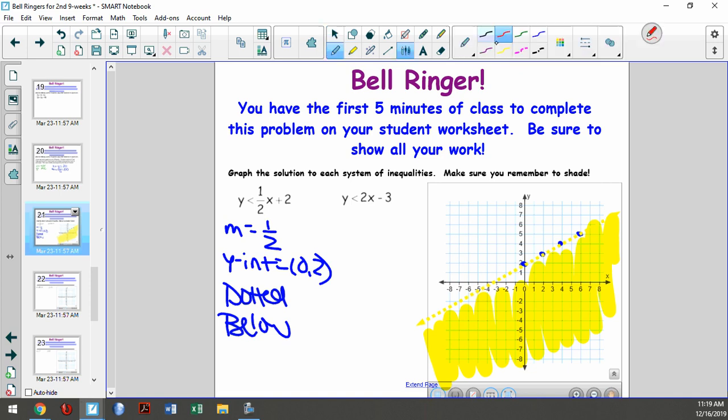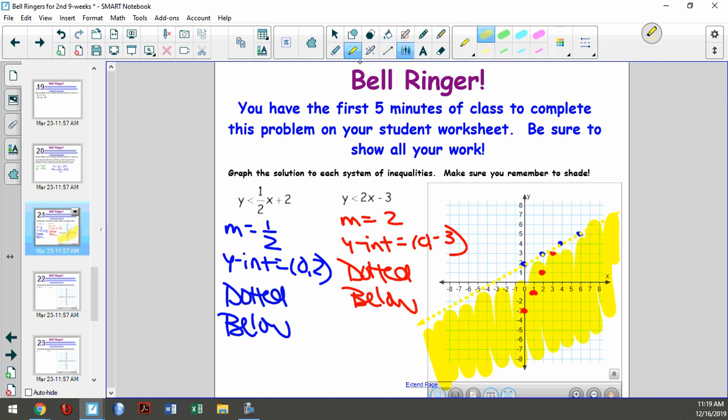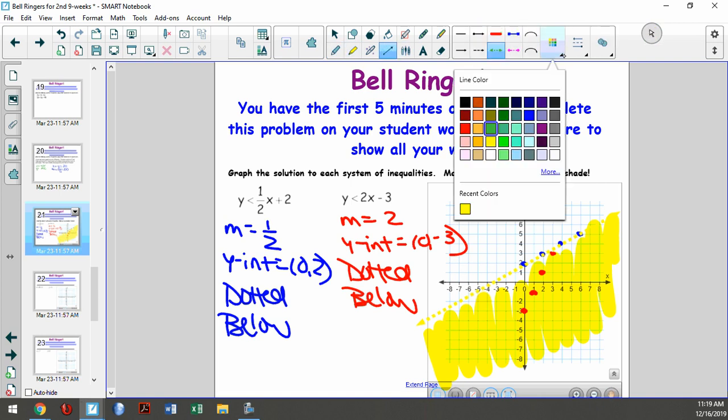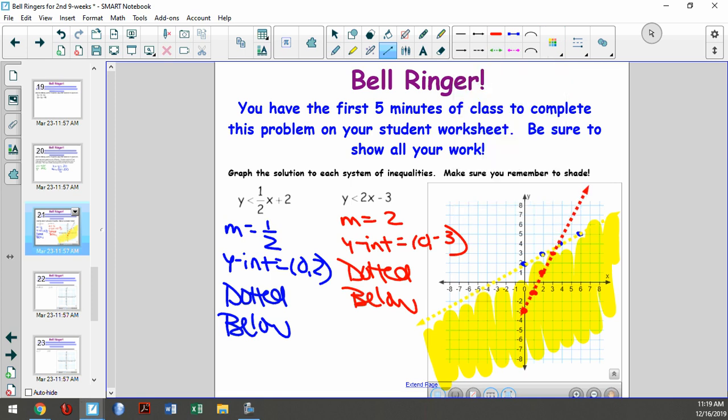Okay, so let's go ahead and do the next one. My slope is going to be 2. My y-intercept is going to be (0, -3). And is it solid or dotted? It's dotted. Shade above or below? Below. So I'm going to go to (0, -3), and I'm going to go up 2 to the right 1, up 2 to the right 1, up 2 to the right 1. And we already said that's going to be with a dotted line. Yes? And we said we're going to shade that below.